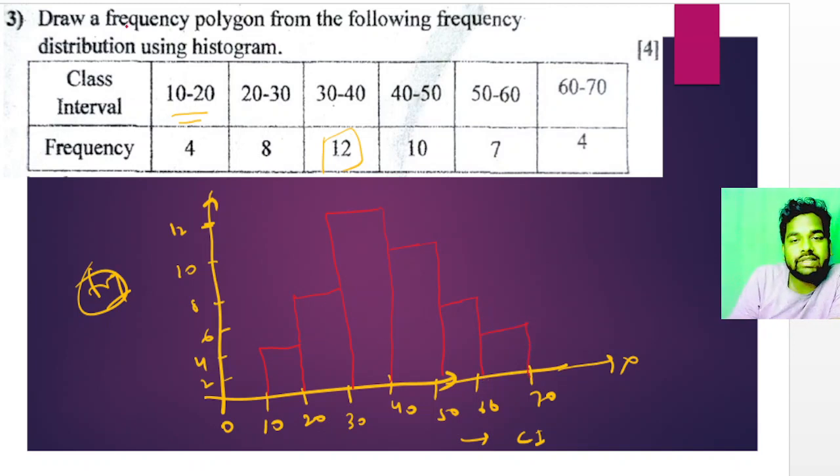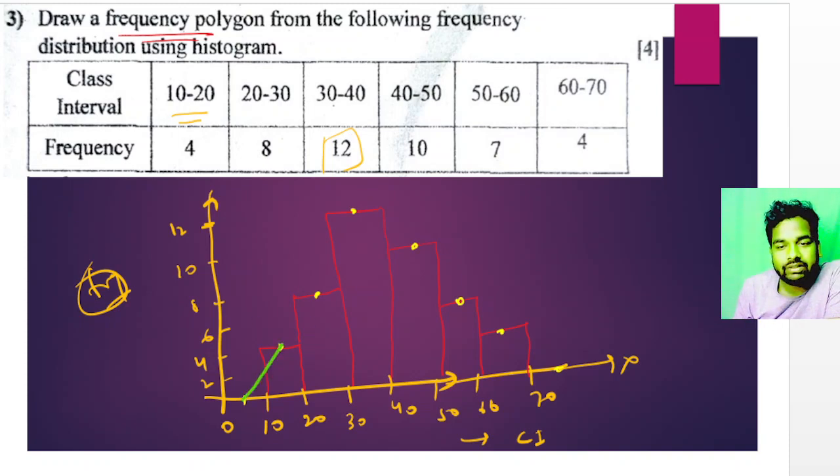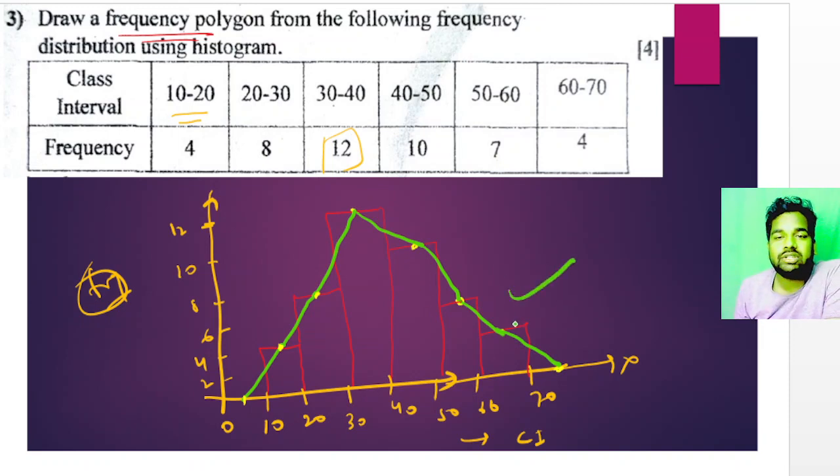Now, since the question asks about the frequency polygon, it is very easy. You just take the middle portion of each bar, the middle portion of every one, including the last one, and simply connect them by drawing lines with the help of a scale. So this is your frequency polygon.